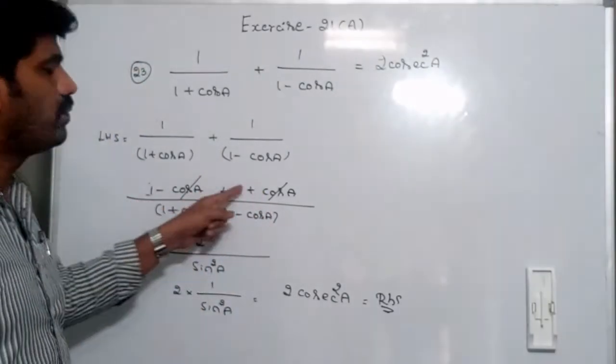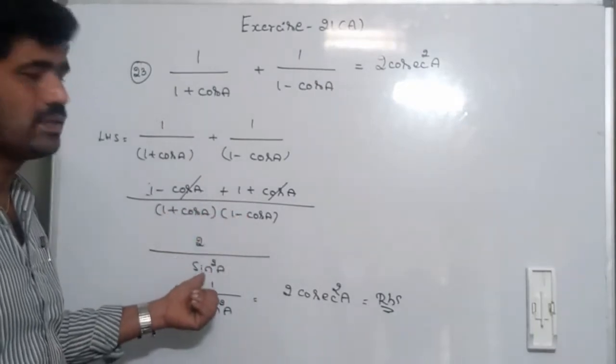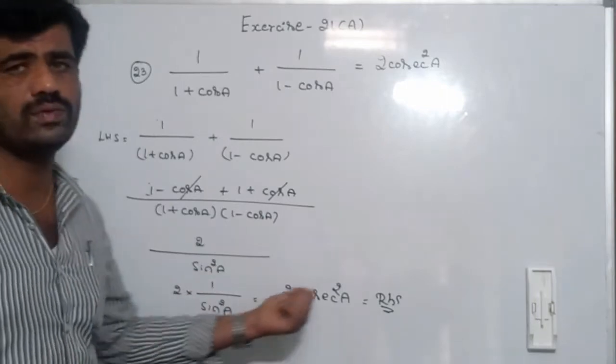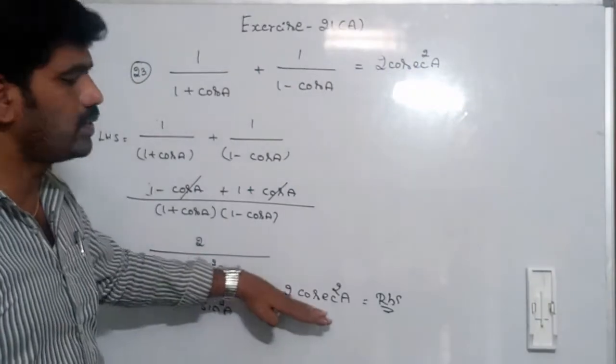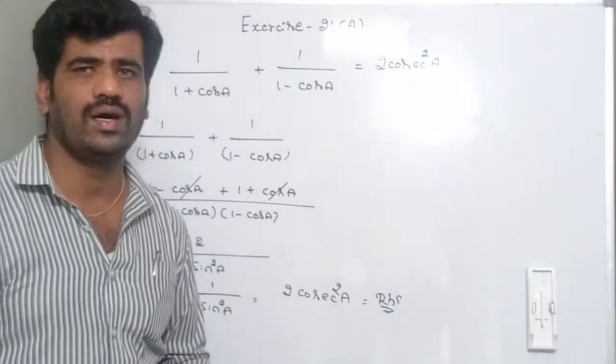Then what is the remaining thing? 1 plus 1 is what? 2. 1 plus cos A into 1 minus cos A is what? Sin square A. Then 2 into 1 by sin square A. 1 by sin square A means what? Cosecant square A. So what is our answer? 2 into cosecant square A. So this is our required answer, that is equal to RHS.